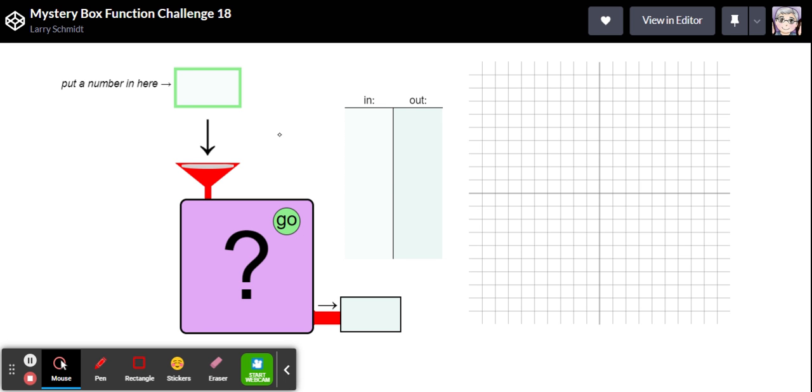Put in as many numbers as you want, pause the video, come up with a solution, and then come on back here and see if you got the same solution I did.